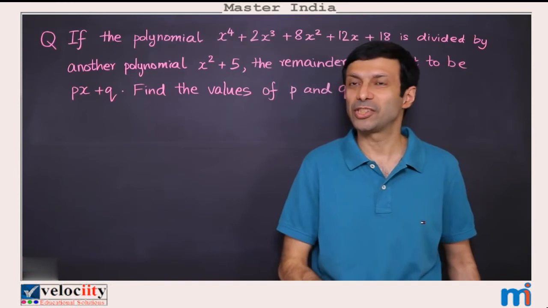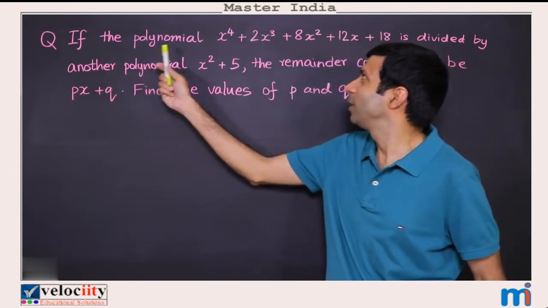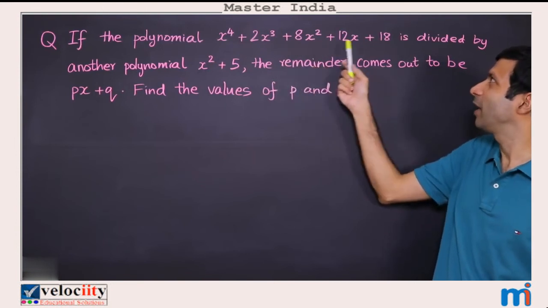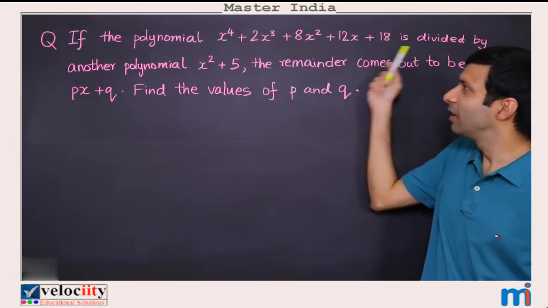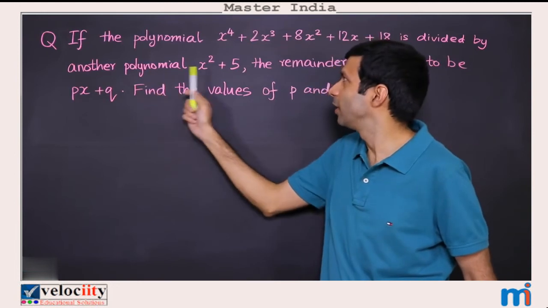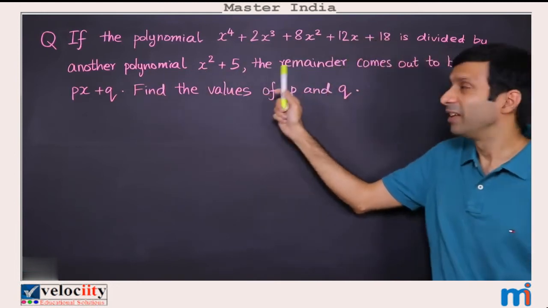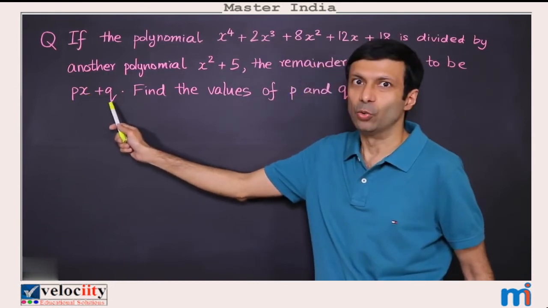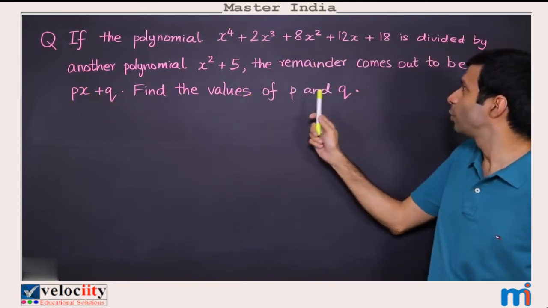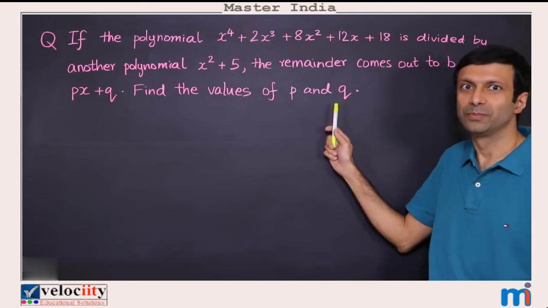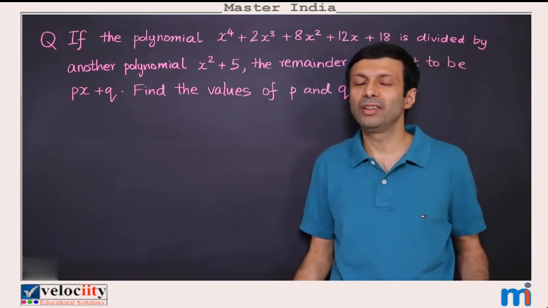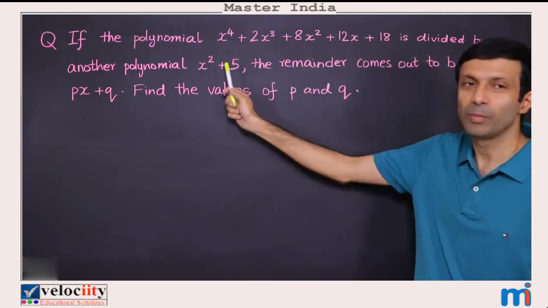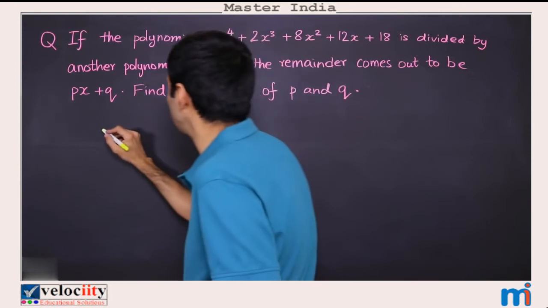Ready for our next question? If the polynomial x to the power 4 plus 2x cube plus 8x square plus 12x plus 18 is divided by another polynomial x square plus 5, the remainder comes out to be of the form px plus q. Find the values of p and q. So how do you solve this question? It's pretty simple. You just need to divide this polynomial with this one. So let's write it down.